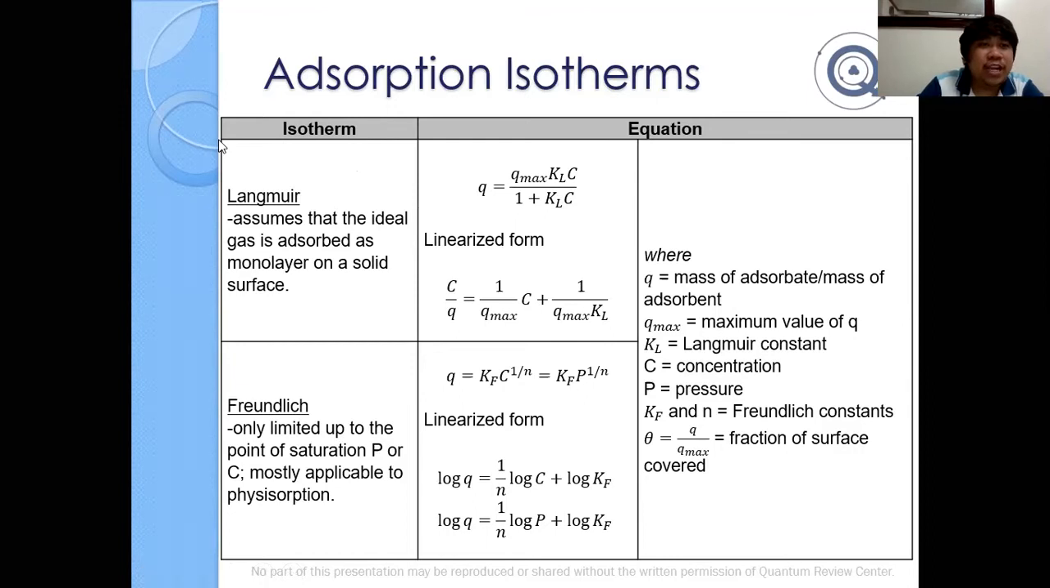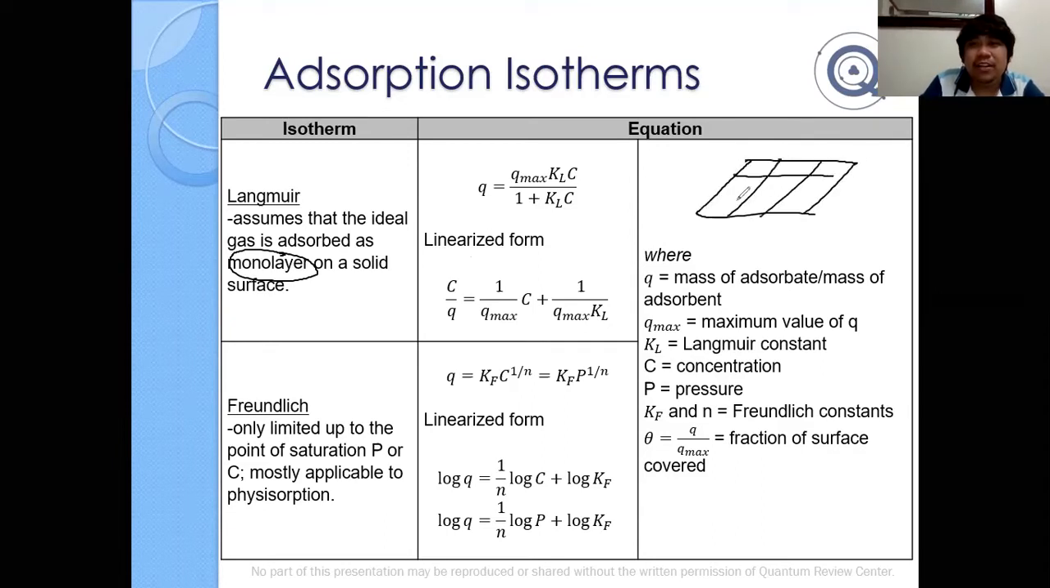The keyword pag Langmuir isotherm, the main keyword is monolayer. As the name implies, monolayer means isang layer lang. For example, meron kang surface dito. Ito yung adsorbate natin. Hindi pwedeng magpatong yung adsorbate sa adsorbate if you assume the Langmuir model. Sa ibang models, pwedeng magpatong-patong. Pero sa Langmuir, monolayer lamang.